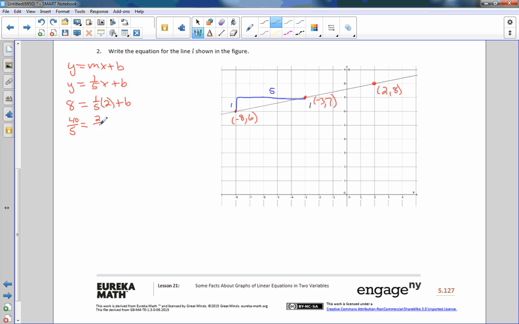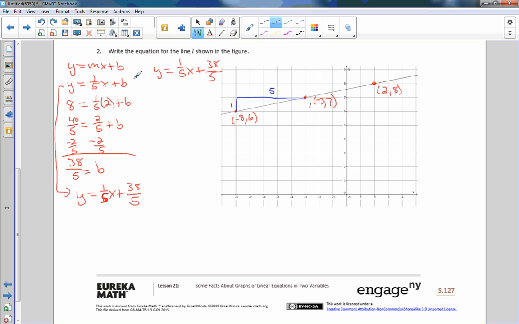And I'm going to get 2 times 1/5, which is 2/5, plus b. I'm going to subtract 2/5 from both sides. And I get 38 over 5 equals b. Now I write my equation with everything in it. I have my slope of 1/5 and my y-intercept of 38/5. Again, this is a 5. Okay, rewrite that here. y equals 1 over 5x plus 38 over 5.